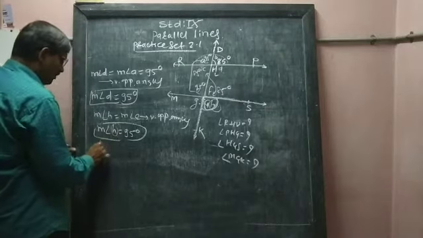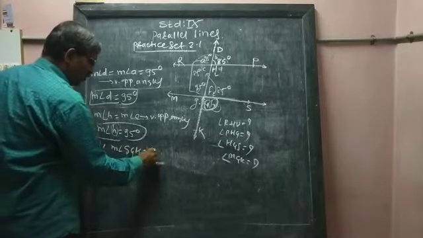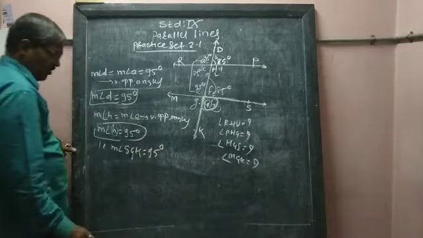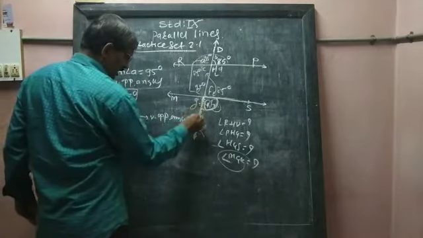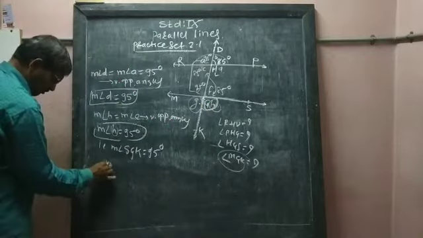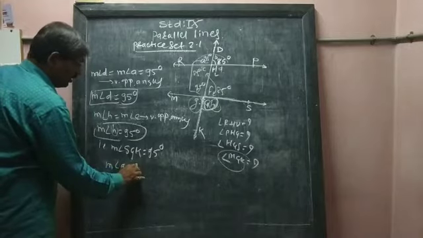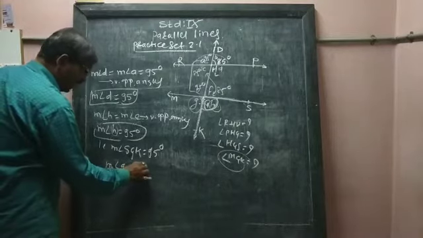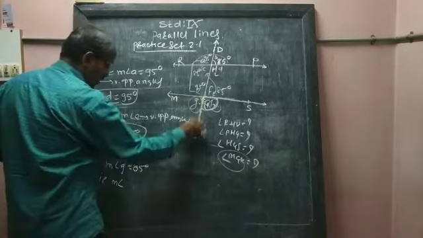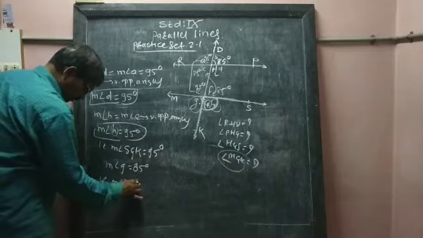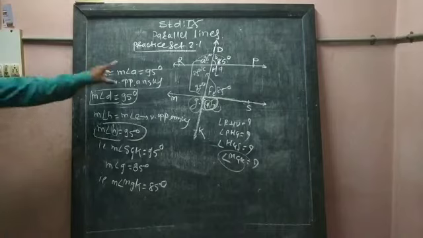Yes, measure of angle SGK is equal to 95 degrees. Now here you need MGK. MGK means G. Measure of angle G is equal to, here how much? Measure of angle G is equal to 85 degrees. That is, MGK is equal to 85 degrees. Do you understand? So this is simple.